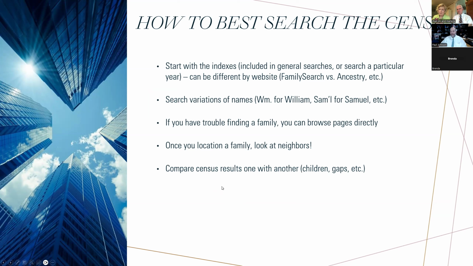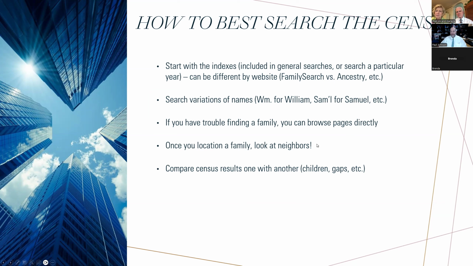Also search for variations on names. A lot of times they wrote shorthand, like they'll put WM for William or SAML for Samuel. And those were transcribed exactly as they were written and usually indexed exactly the same way. So if you search William, you may not find it. Look for WM, it might come up.